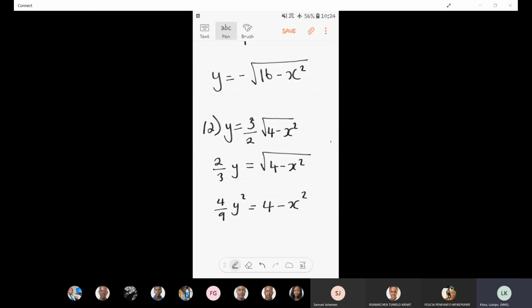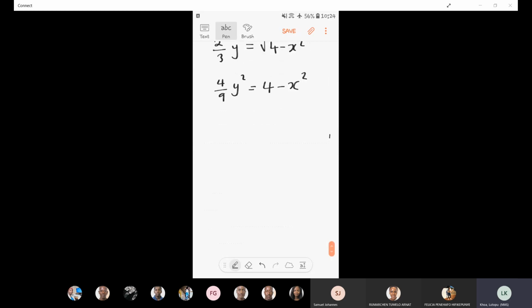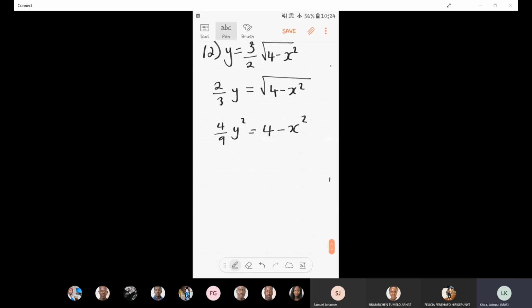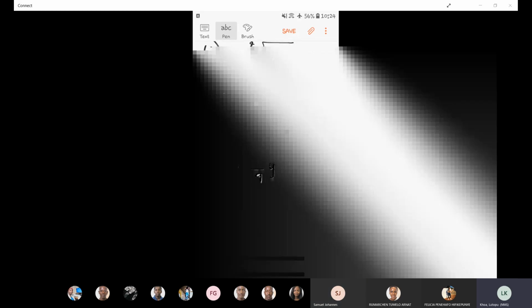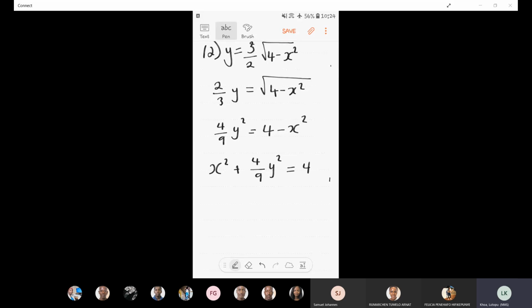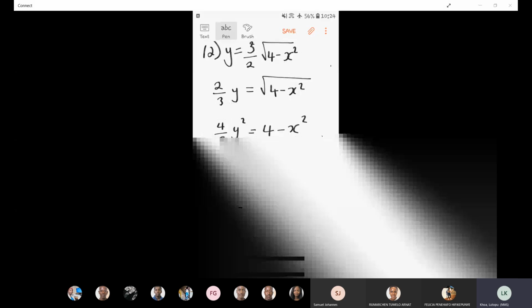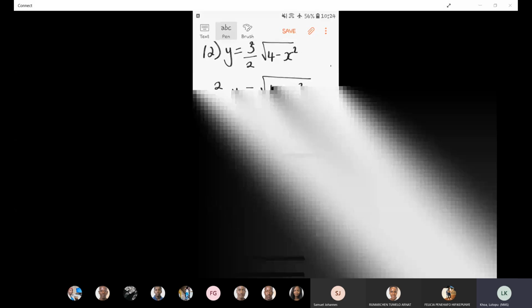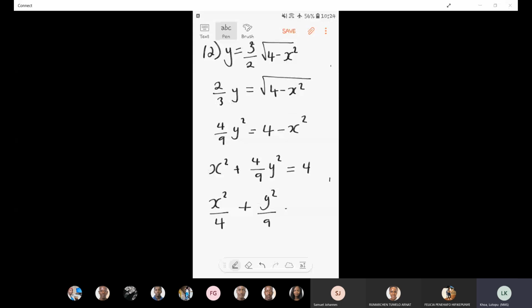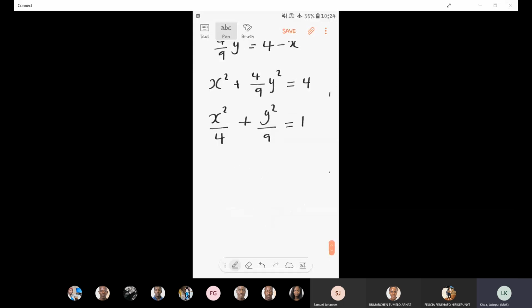minus x squared. And then what you will have is x squared plus 4 over 9 y squared. This is equal to 4. Then I can divide by 4 throughout. I have x squared over 4 plus y squared over 9. This is equal to 1. Now when it's in this form, you can see that this is actually an ellipse.